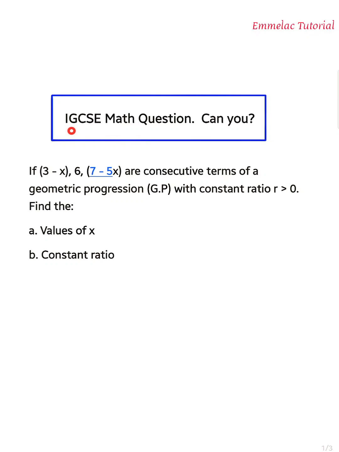Now let us look at this IGCSE maths question, and it reads: if 3 minus x, 6, 7 minus 5x are consecutive terms of a geometric progression (GP) with constant ratio r greater than 0, find a) the values of x, b) the constant ratio. Alright, so let's get started.